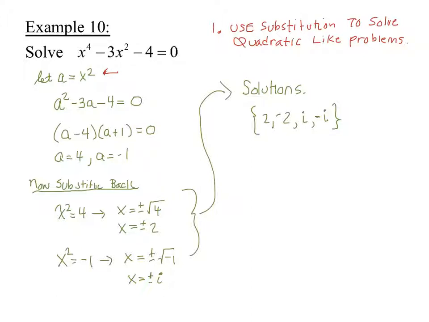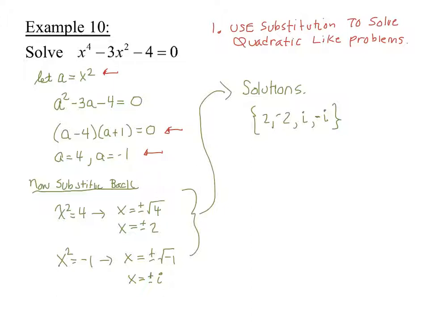So now when we let a equal x squared, we get a squared minus 3a minus 4 equals 0. We see that that factors into two pieces. a minus 4 times a plus 1 is equal to 0. So a is equal to 4 and a is equal to minus 1.